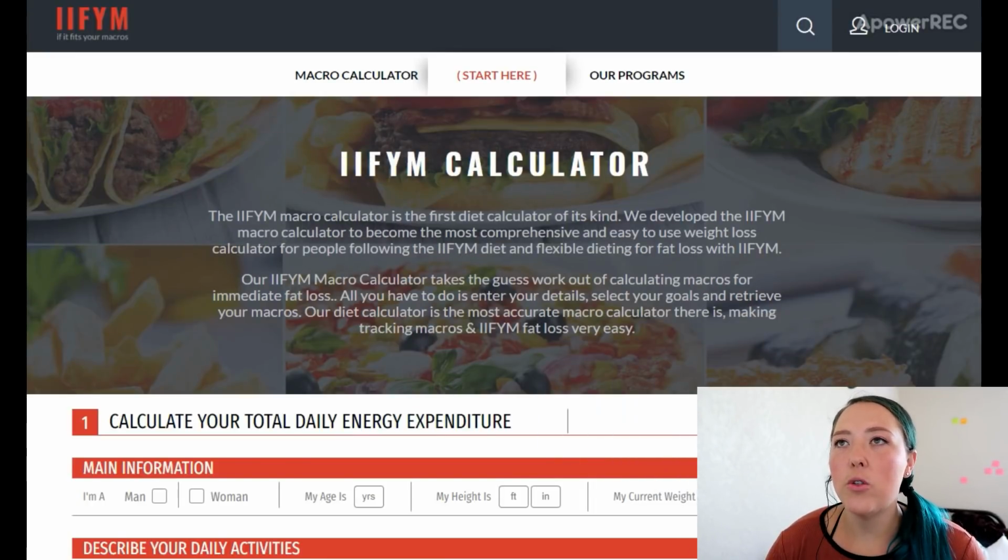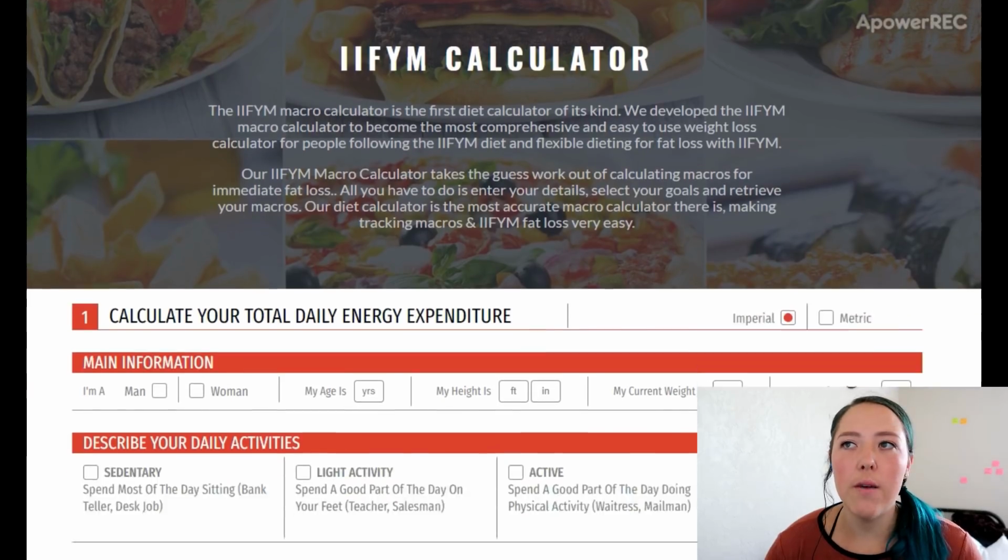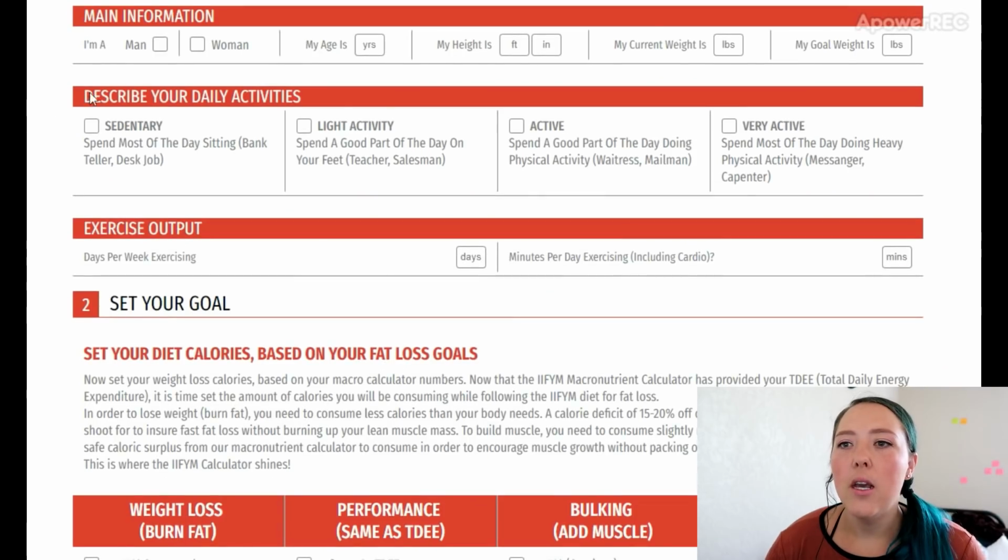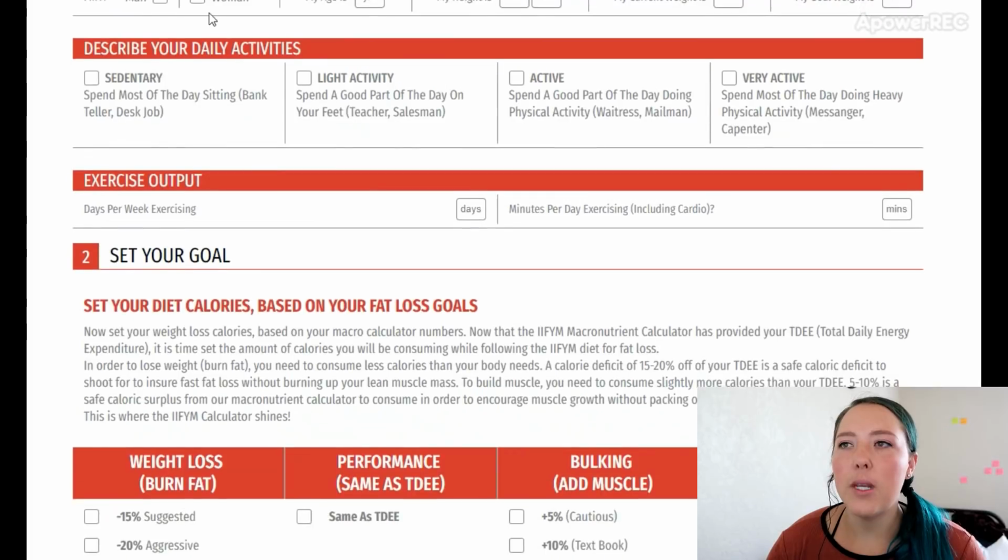So how do you find your TDEE? I'm going to show you. So I'm going to move to the corner of the screen. I recommend that you guys go to iifym.com. They have a calculator there. It stands for if it fits in your macros.